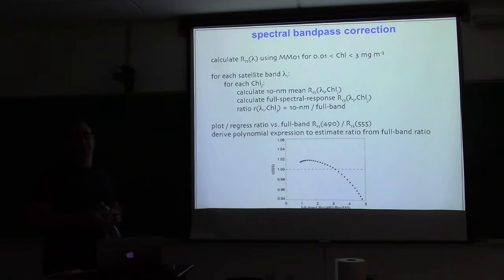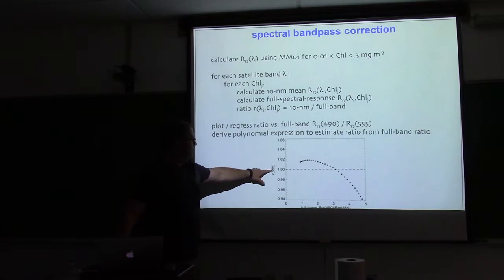Okay, so here's my question. We've now regressed, we have the ratio at 555, and we have this 490 to 555. I need to correct my 412 band. What number do I use there?